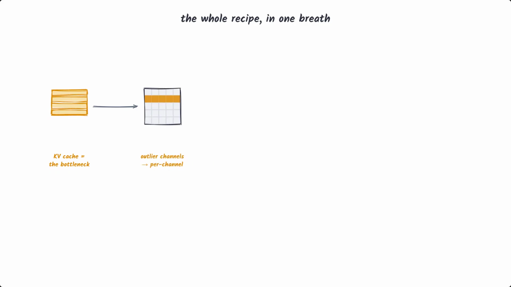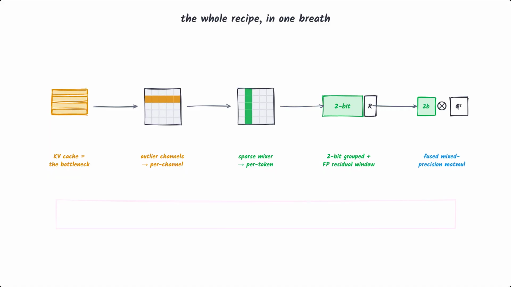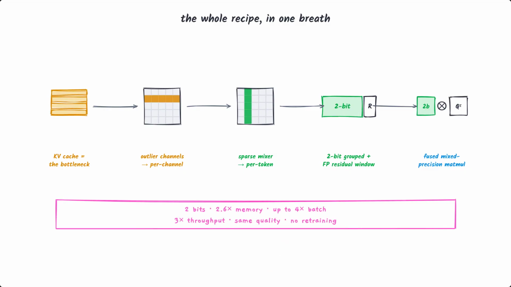Let's put it back together in one breath. The KV cache is the hidden memory and speed bottleneck of LLM serving. Look at the numbers inside it. Keys have fixed outlier channels, so quantize keys per channel to contain them. Values are a sparse mixer, so quantize values per token to isolate them. To make per-channel keys work in a streaming loop, split the cache into a 2-bit grouped part and a small full-precision residual window of recent tokens and stitch them back together with a fused mixed-precision matmul. The result, 2 bits per number, 2.6 times less memory, up to 4 times the batch, 3 times the throughput, the same quality, and no retraining.